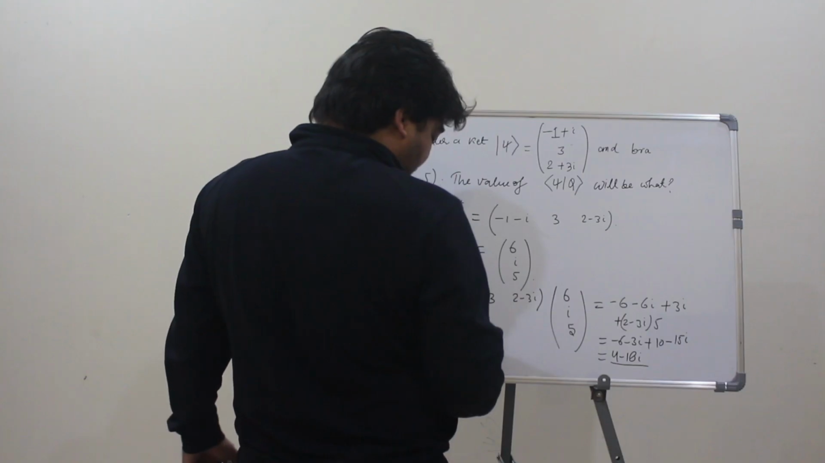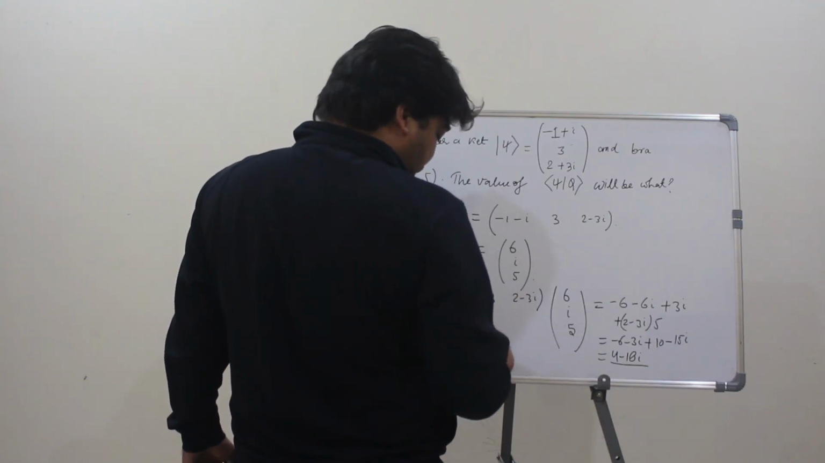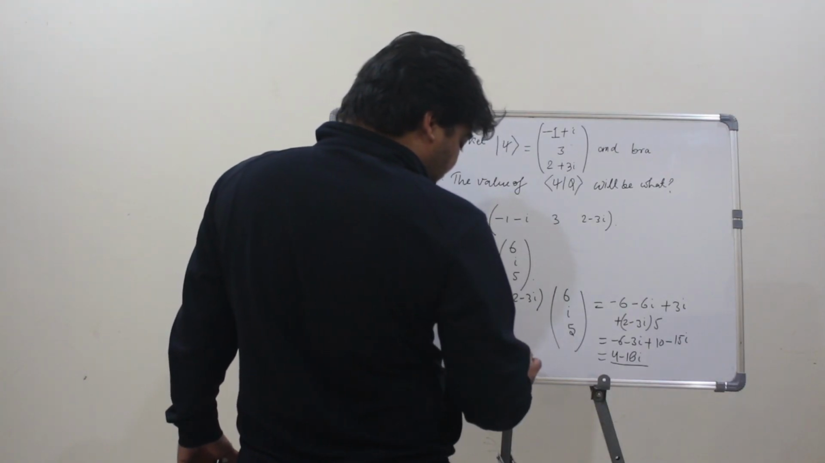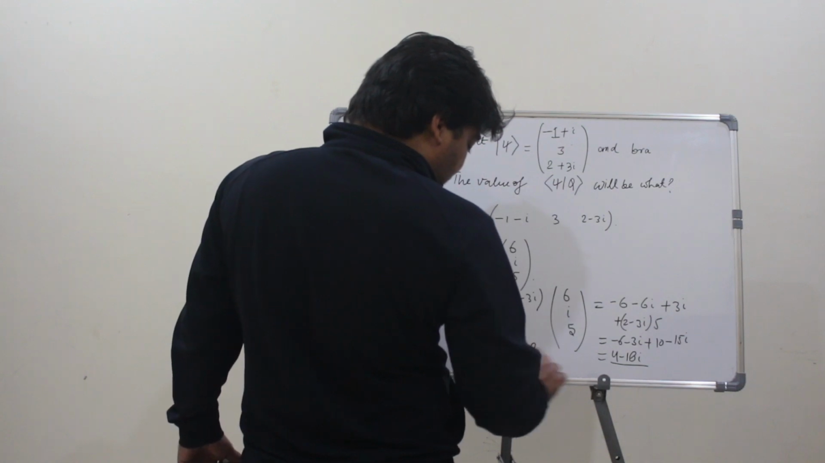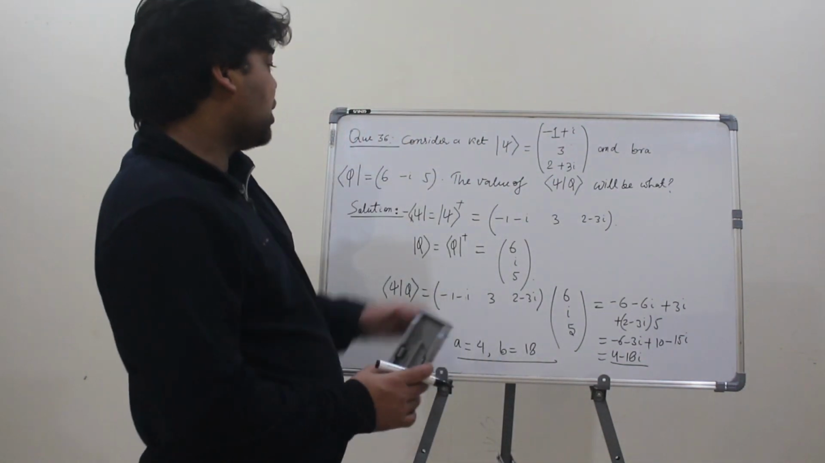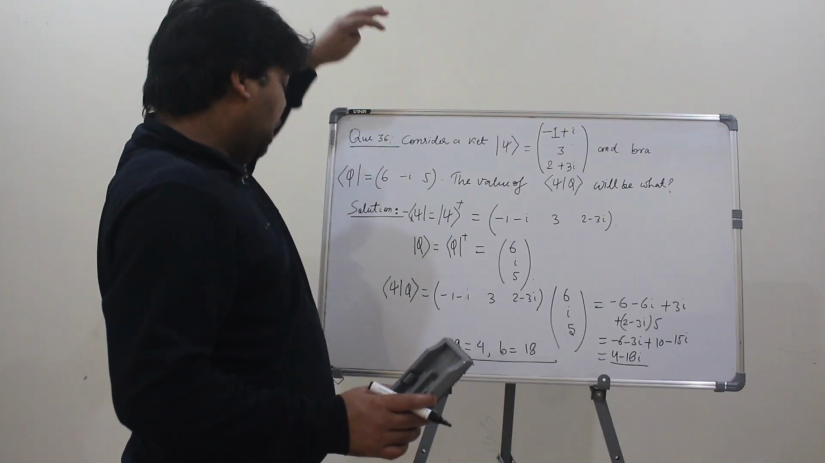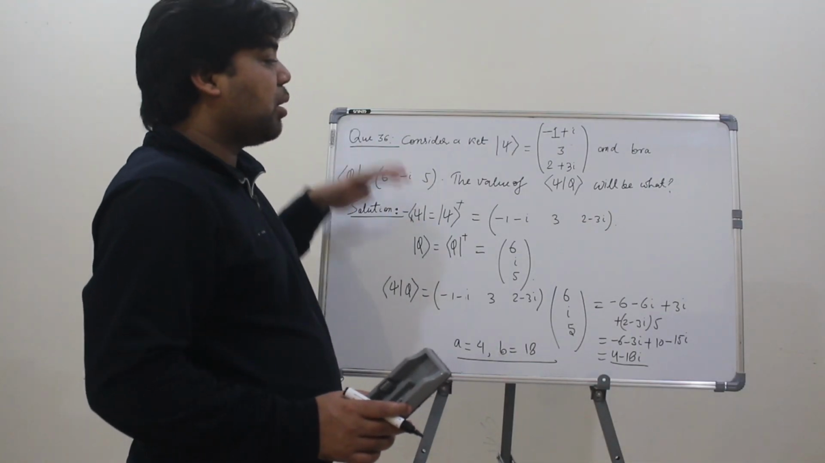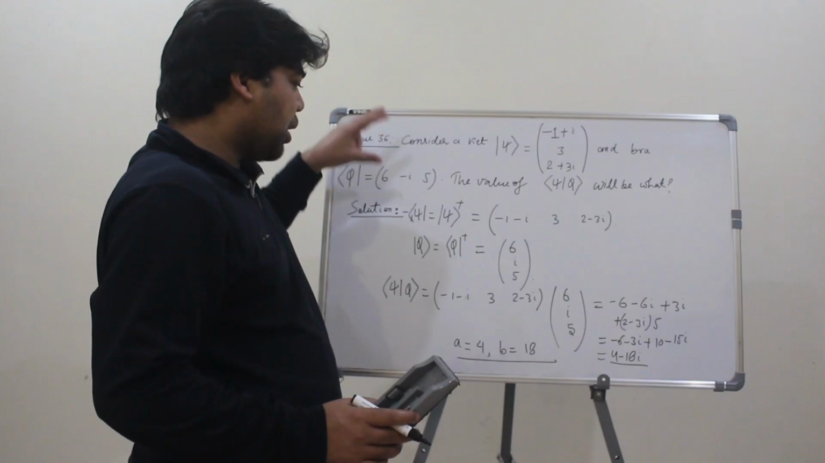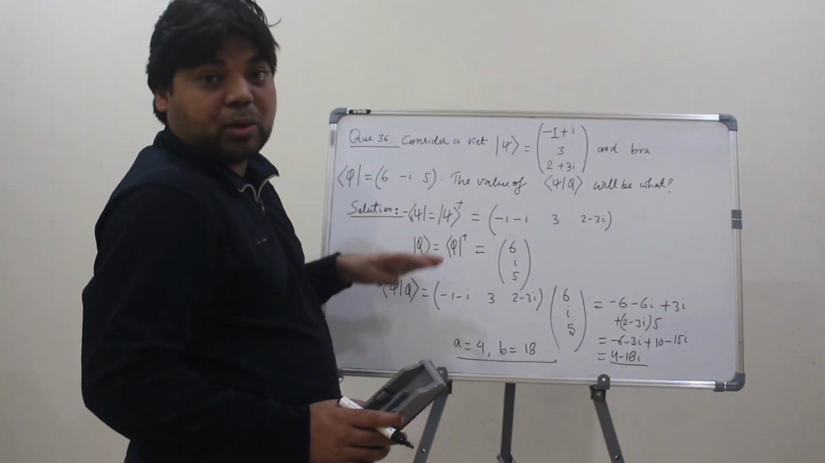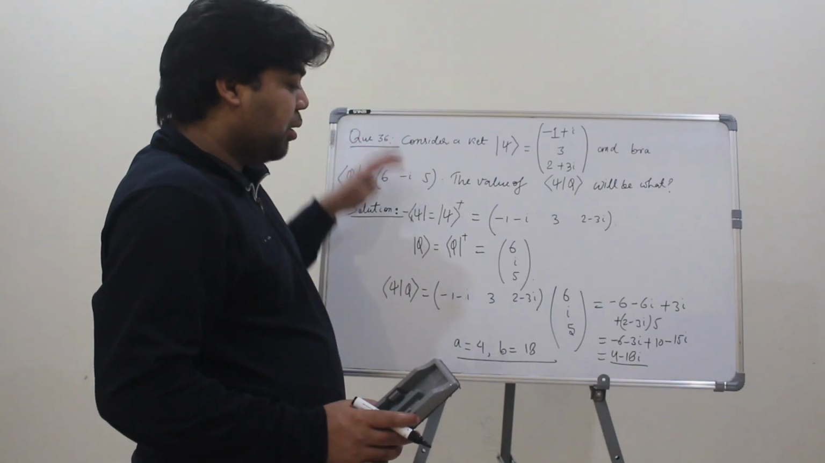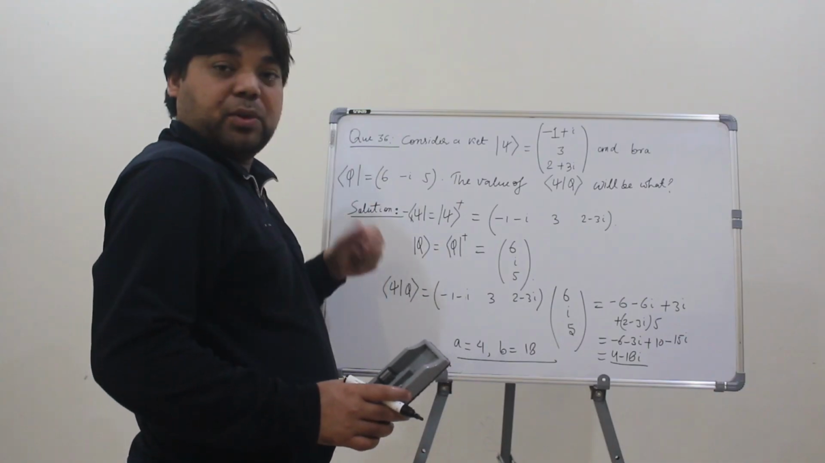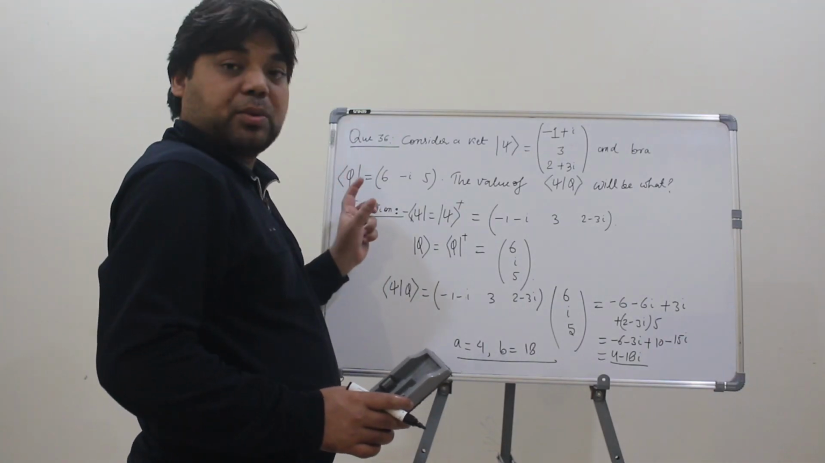So if you are taking a plus bi, the real part will be 4 and the imaginary part will be 18. This is a simple problem with a simple, straightforward solution. But what it requires is the understanding of what is asked and how to solve it, right? So I hope that this will be helpful for you in solving similar kinds of problems related to bra-ket and inner products, right?